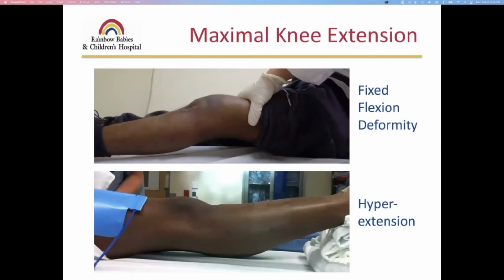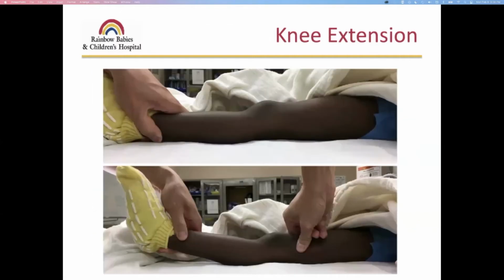It's very important to know what the maximal knee extension is, whether they have a fixed flexion deformity or hyperextension. And I do like to push their popliteal fossa into the bed and then extend their knees to really get a sense of what the true extension is. Oftentimes I'm doing my sagittal plane correction based on the clinical exam rather than the radiographic parameters, or incorporating both of them.